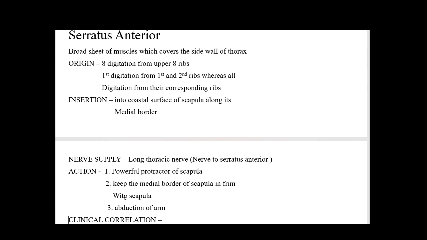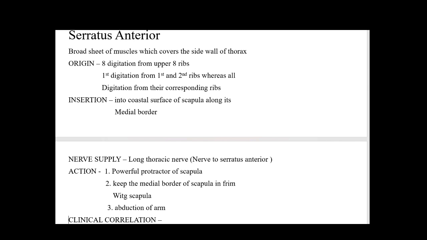Let's see its nerve supply. Its nerve supply is the nerve to serratus anterior muscle, which is also called the long thoracic nerve, which is also a branch of the brachial plexus. Let's see its action. Main action, it is a powerful protractor of the scapula with the help of the pectoralis minor muscle, and it also keeps the medial border of the scapula in frame with the chest wall.